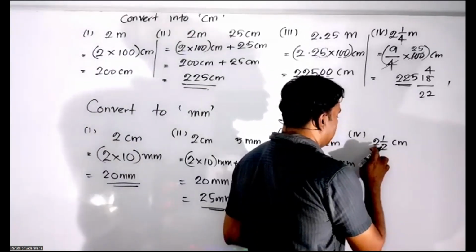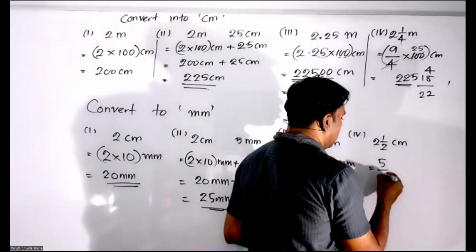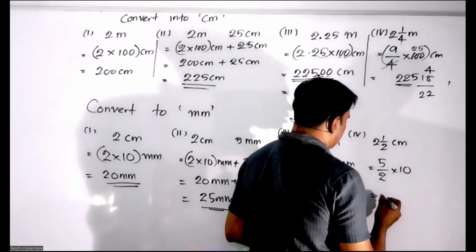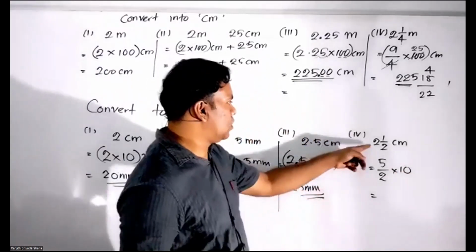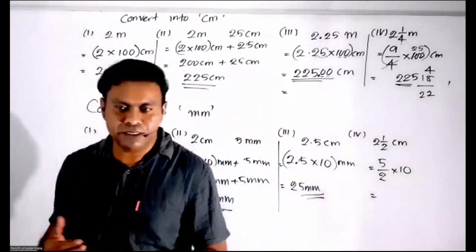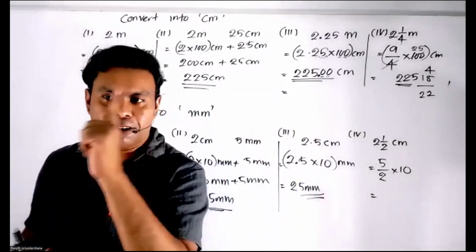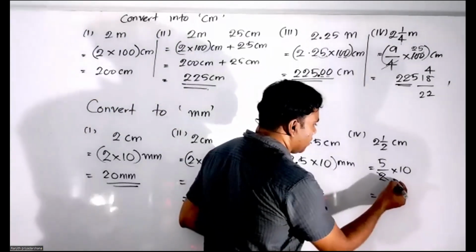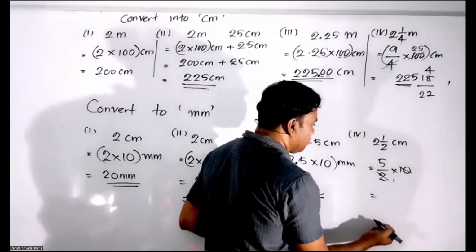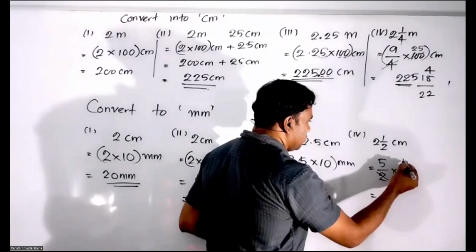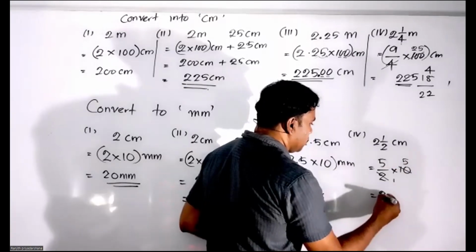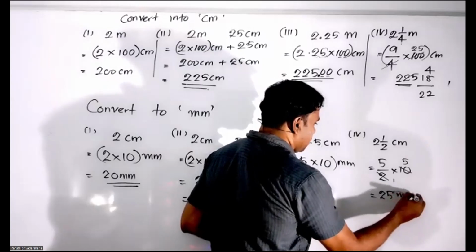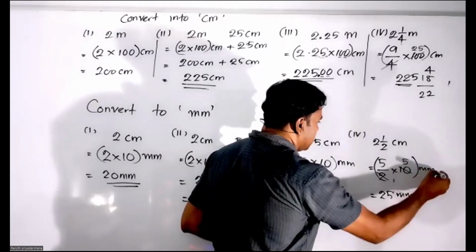Here, 2.5 centimeter means 2 times 2 is 4, 4 plus 1 is 5, so 5 upon 2, into 10. 2.5 and 5 upon 2 are the same value. The same answer must come. Look at this. How many 2's to 2? 1. How many 2's to 10? 5. 5 times 5 is 25 millimeter. You have to put the bracket and millimeter. It doesn't matter, right?